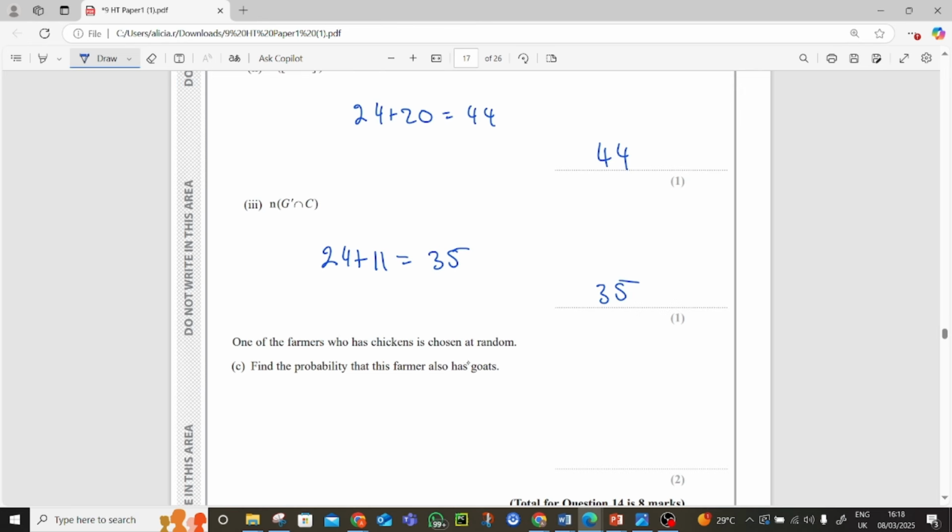Of the farmers who have chicken, one of the farmers who has chicken is chosen at random. Find the probability this farmer also has goats. So on the bottom, what we want is the number of farmers that have chickens, because we know that they must have a chicken. And then on the top, we want the farmers who have chickens and have goats. This is called conditional probability.